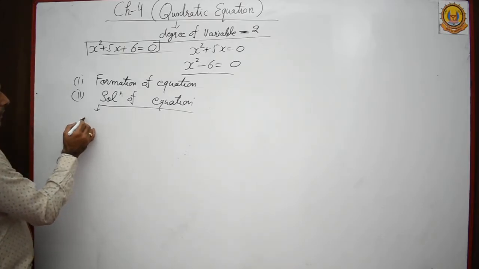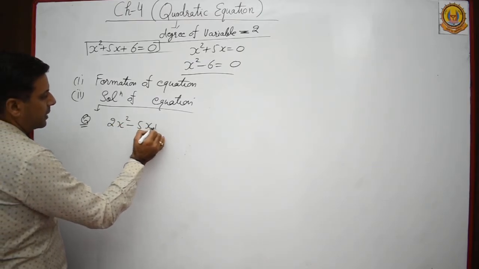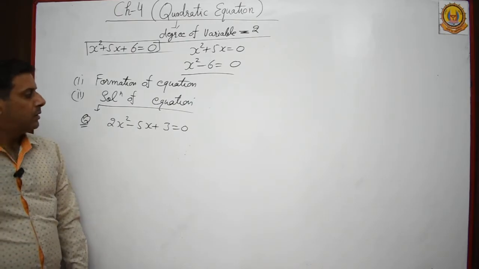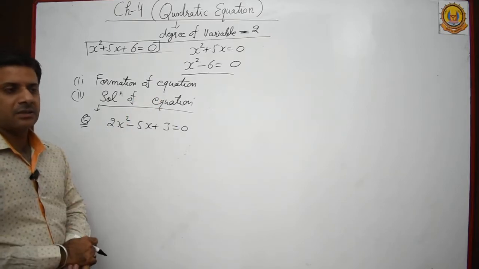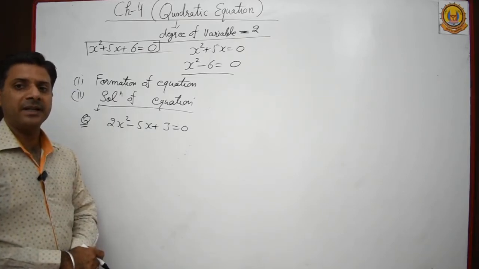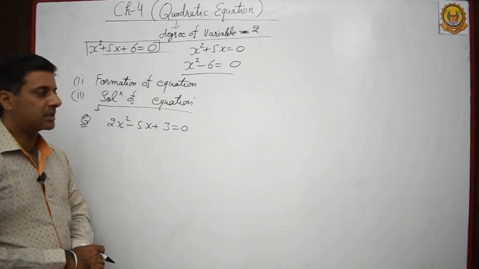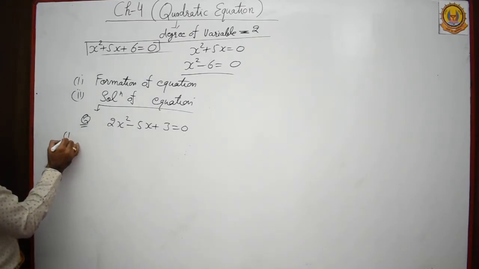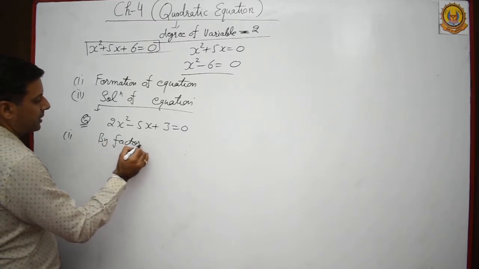Suppose I am taking a question, 2x square minus 5x plus 3 is equal to 0. This question I am going to take. Now how will we find the solution of this equation? So there are three methods. First method is factorization, second method is by completing the square, and third method is by quadratic formula. All the three methods are important, and you have to do all the three methods. So firstly I am going to tell you by factorization method.